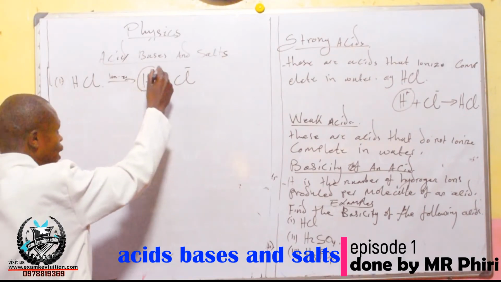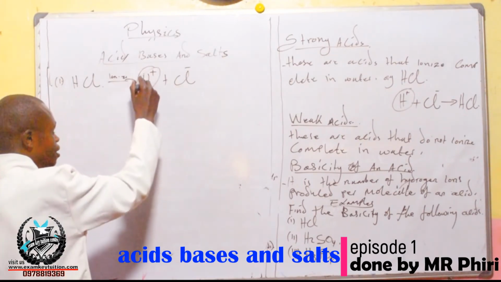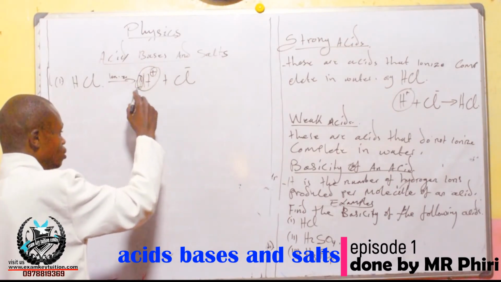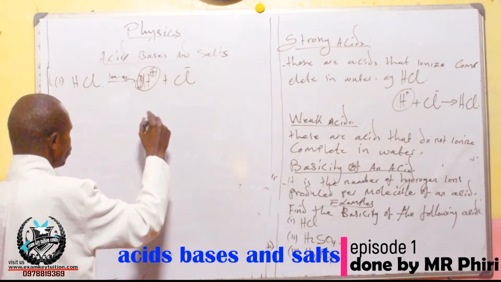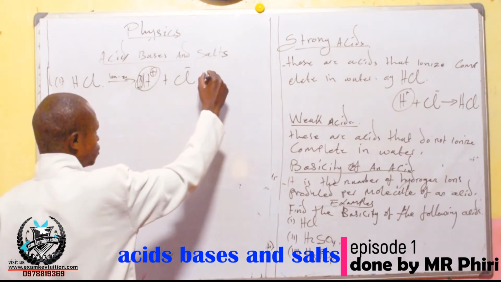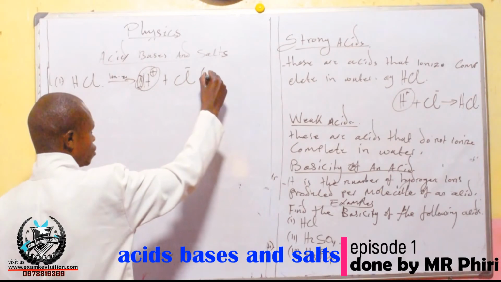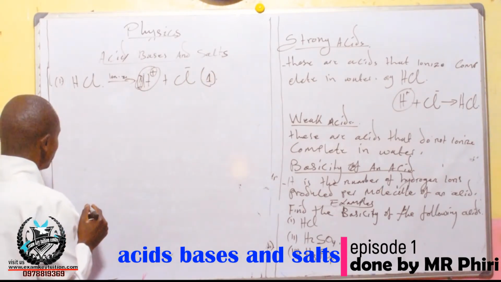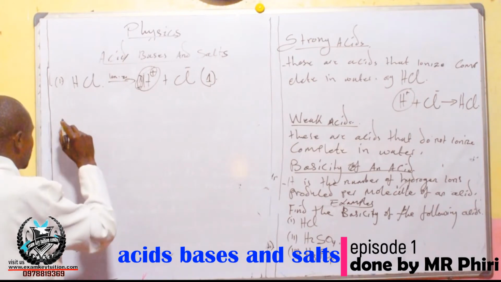So, when we look at this one here, you realize there is a 1 in there and a positive there. Which means that the basicity of this acid is 1. That is the basicity of an acid called hydrochloric acid.